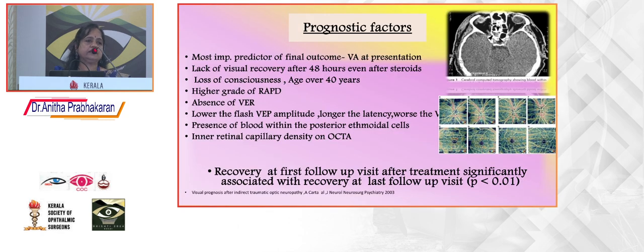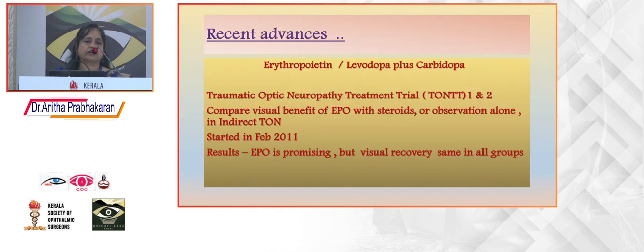So we can only predict the prognosis. The most important predictive value is visual acuity at presentation, and any lack of visual recovery after 48 hours, even after steroids, is a poor prognosis. Other poor prognostic factors are loss of consciousness, age over 40 years, high grade of RAPD and absent visual evoked response. The lower the flash VEP amplitude and the longer the latency, the worse the prognosis. Presence of blood within the posterior ethmoidal cells and an OCTA showing poor inner retinal capillary density are all poor prognostic factors.